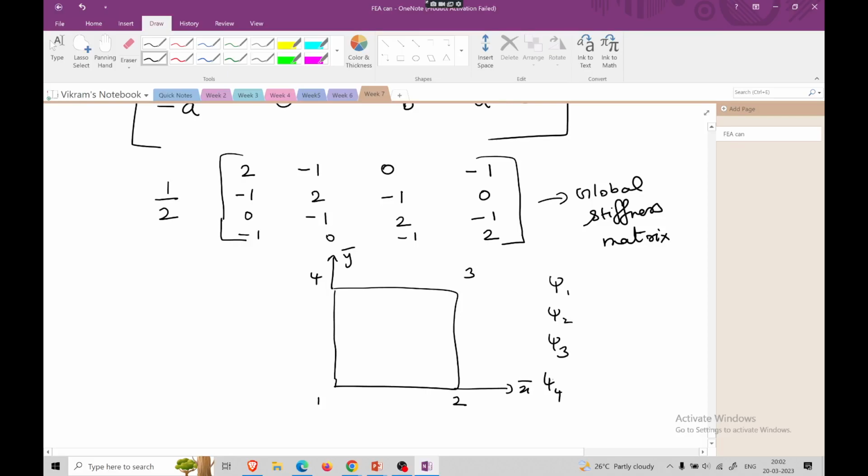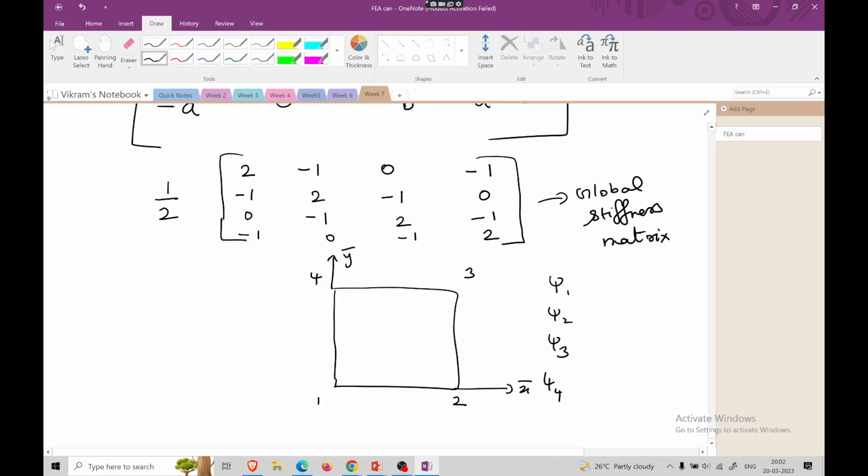What about psi 2? It will be x bar by a into 1 minus y bar by b, right? Psi 3 will be x bar by a into y bar by b. Psi 4 will be y bar by b into 1 minus x bar by a, correct? Okay. So this way we have got this.